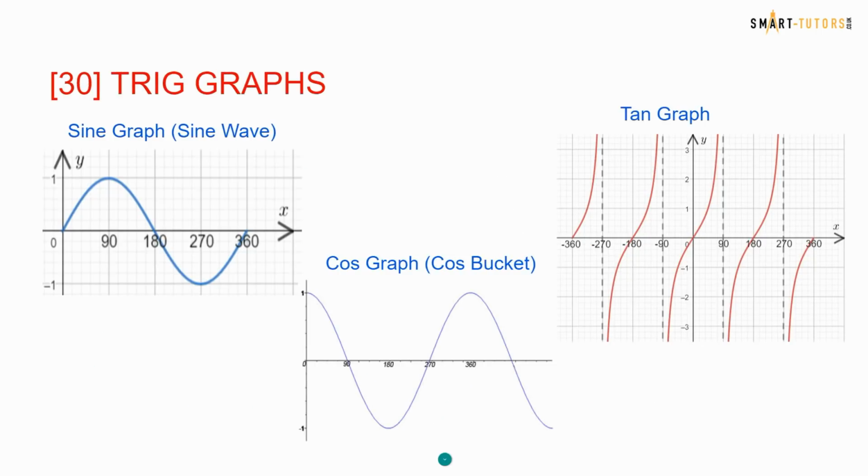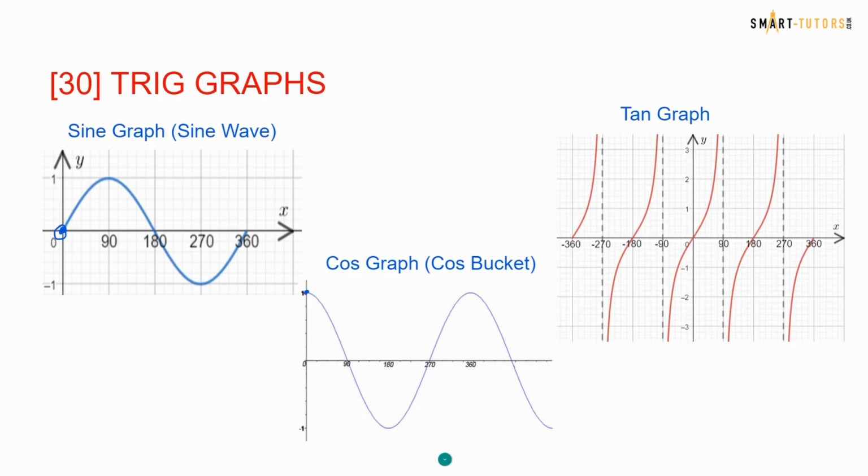Topic 30, trigonometry graphs. In the trigonometry graphs, you need to be familiar with the sine graph, cosine graph, tan graph. So always remember, sine graph is a sine wave. Sine wave always starts from 0. So if you identify a mixture of graphs given, you need to find out which one is sine, which one is cos. Sine graph always goes through 0. Cos graph is a cos bucket. It looks like a bucket. So cos graph starts from 1. So from there you can easily identify the cos graph.